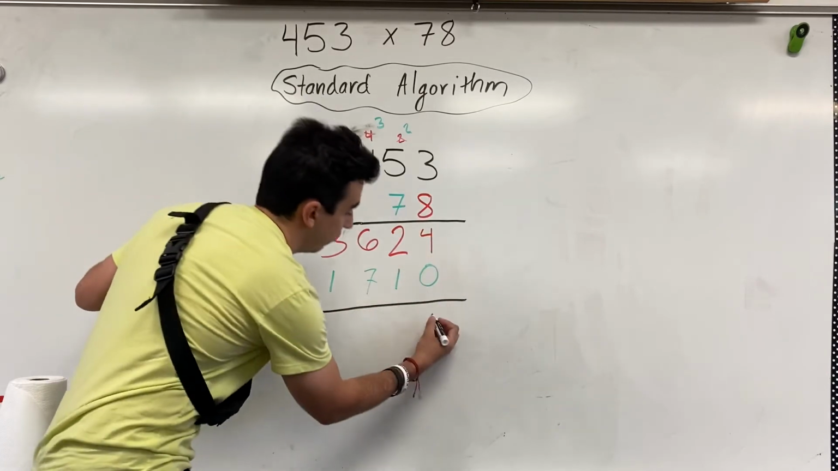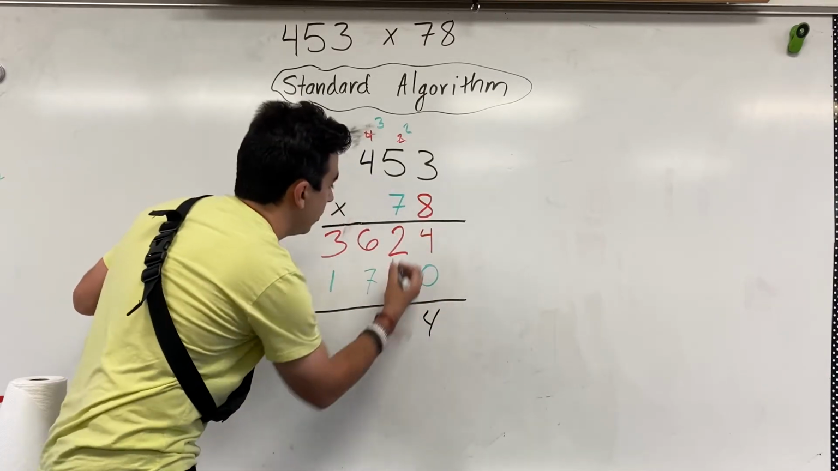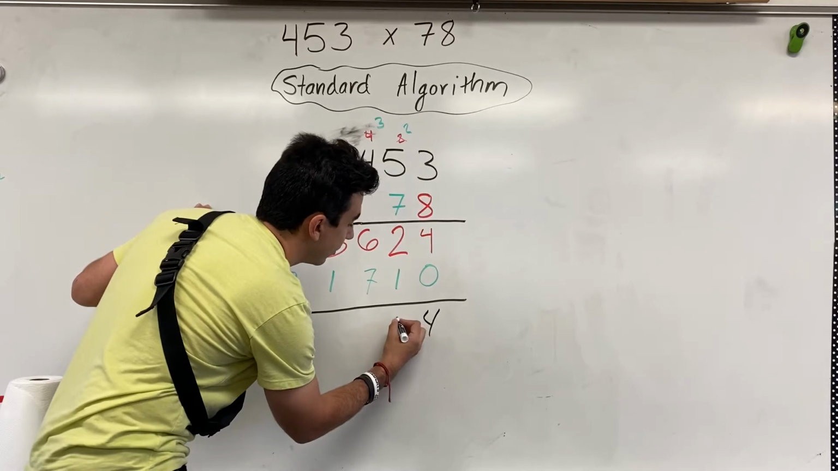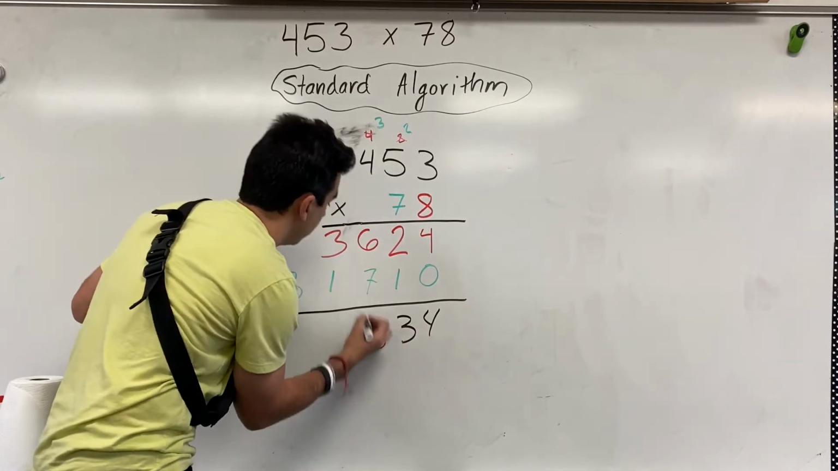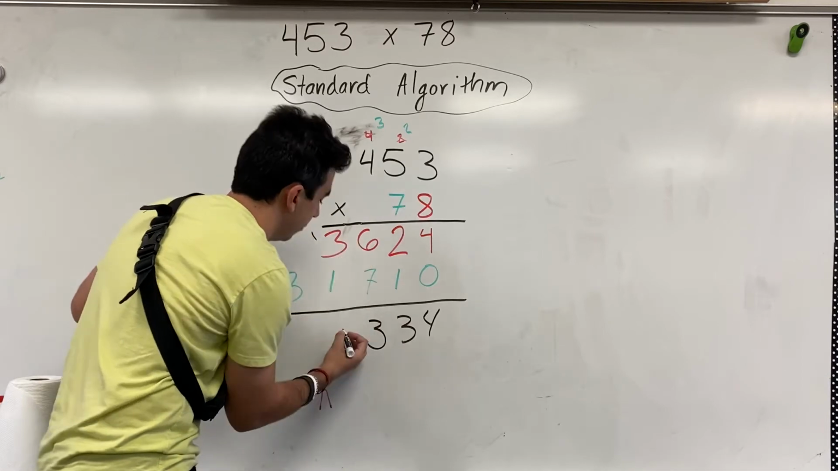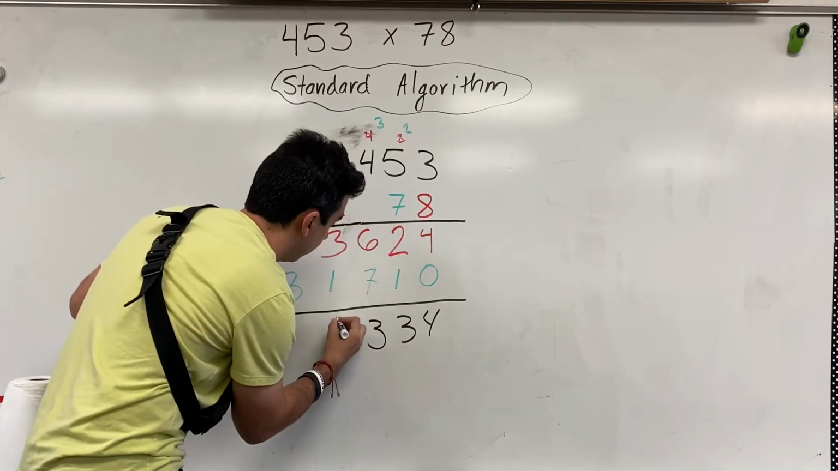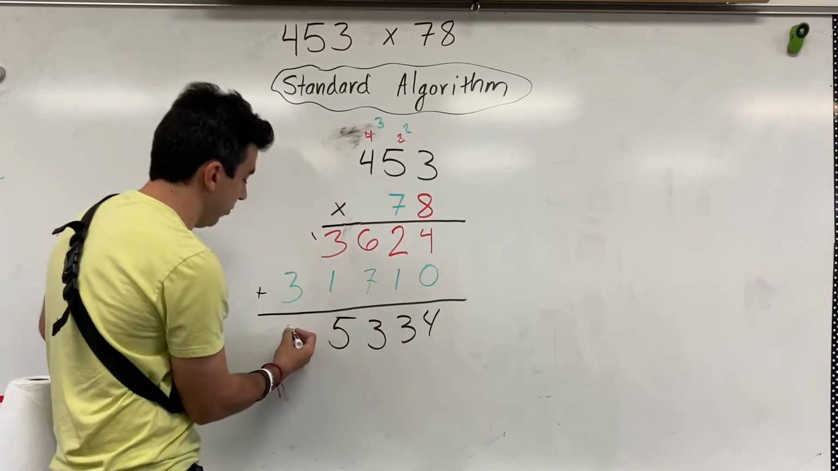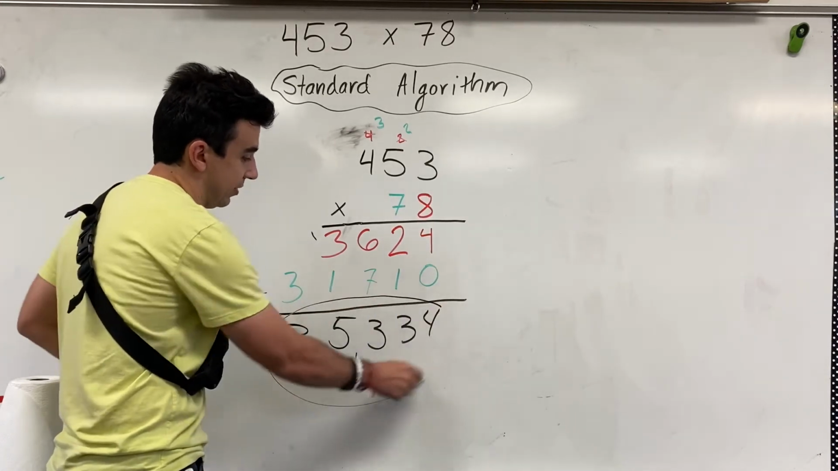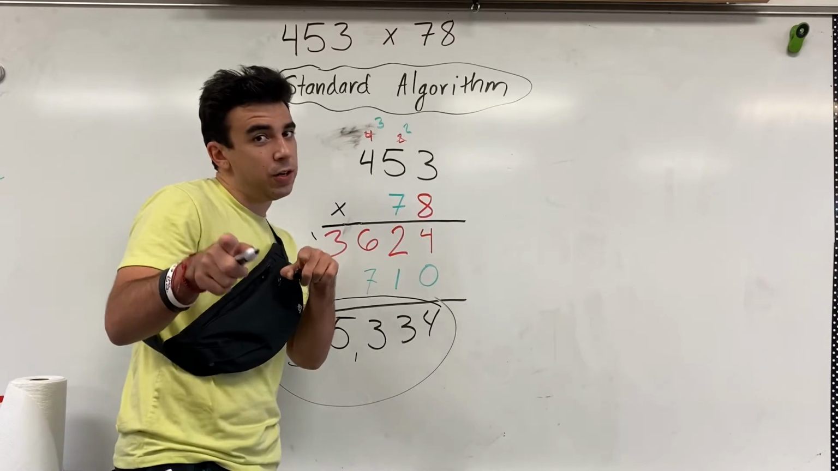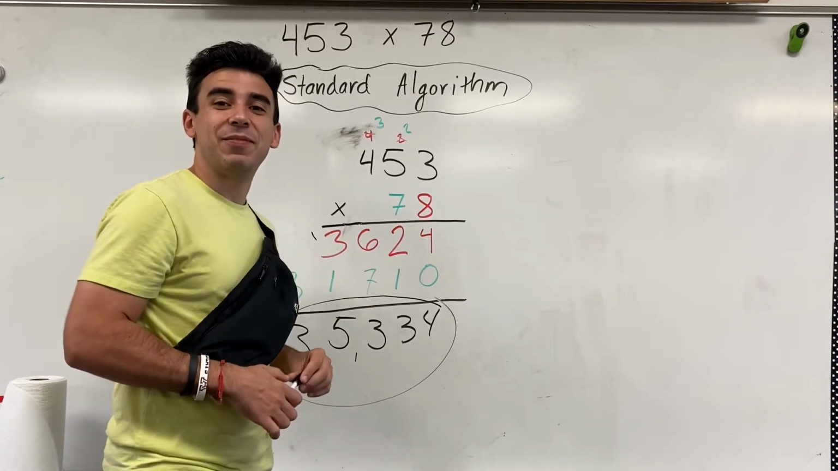So 4 plus 0 is 4. 2 plus 1 is 3. Good. 6 plus 7 is 13. 1 plus 3 plus 1 is 5. And 3 stays 3, and our answer is 35,334. Piece of cake, right? Awesome.